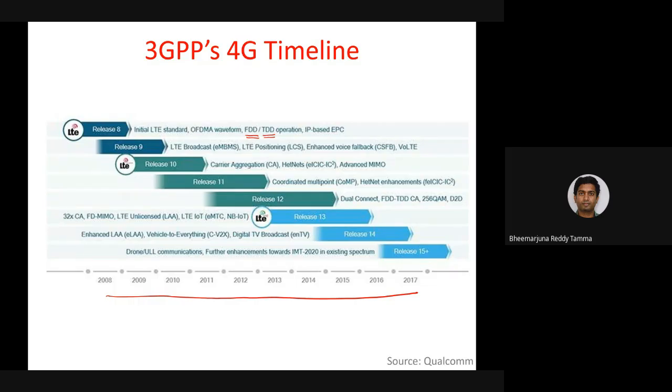Whereas TDD, the example that I was telling you about is on cordless phones, where we don't use two different frequencies, we use only one carrier frequency, but you do the uplink and downlink on different time slots on a TDMA frame. And another remarkable thing that 3GPP has done is embracing IP in the core network. So, in that sense, 4G is the first cellular technology that is all IP.